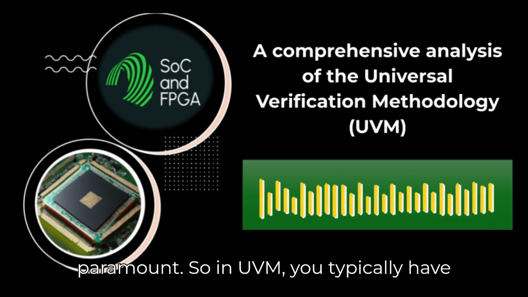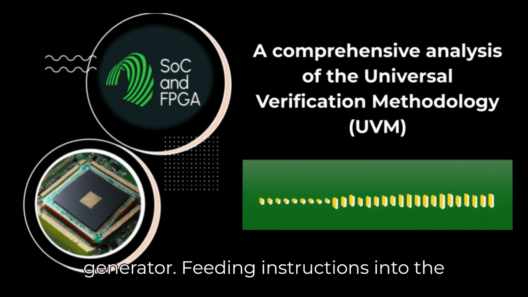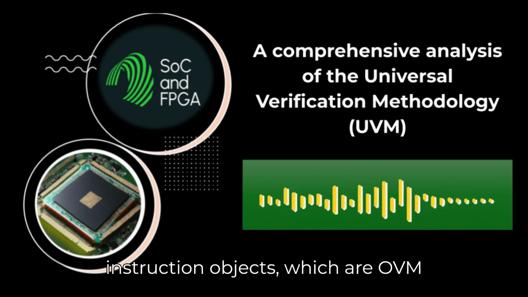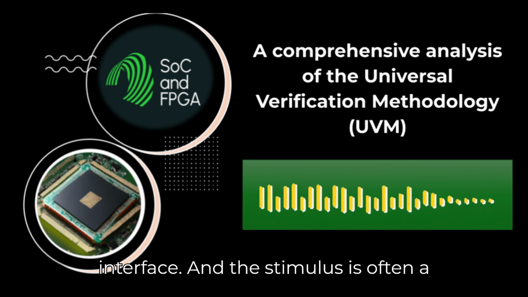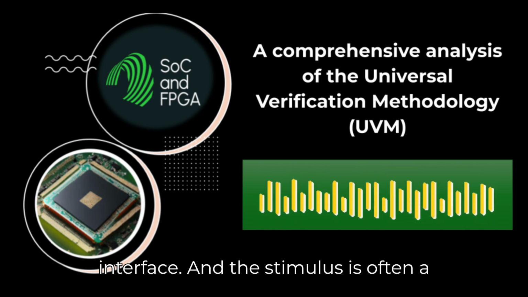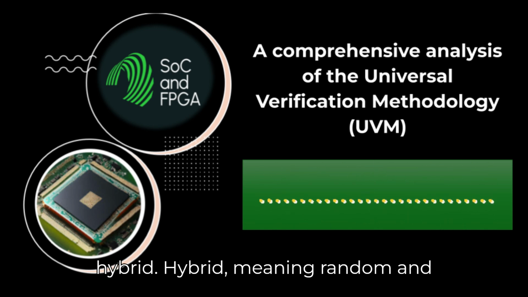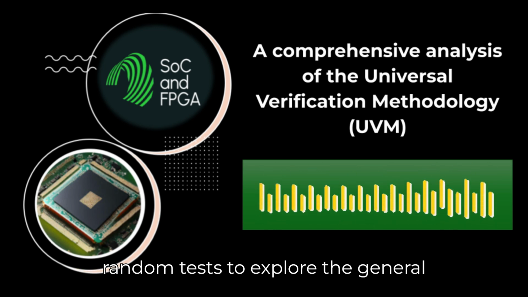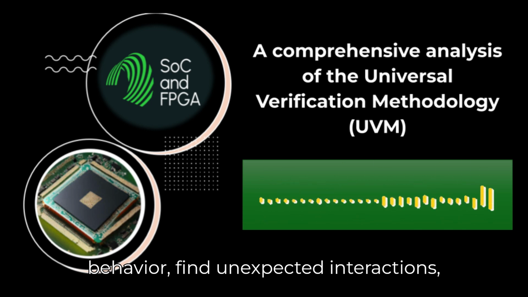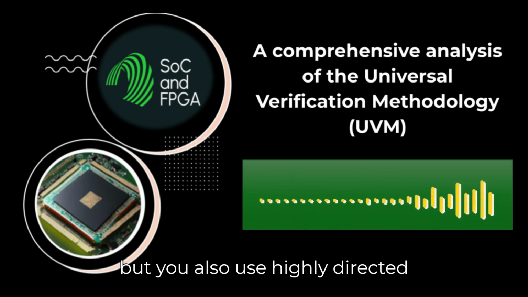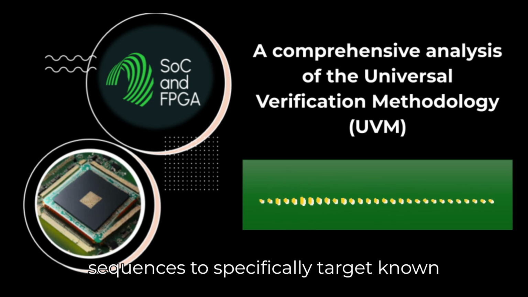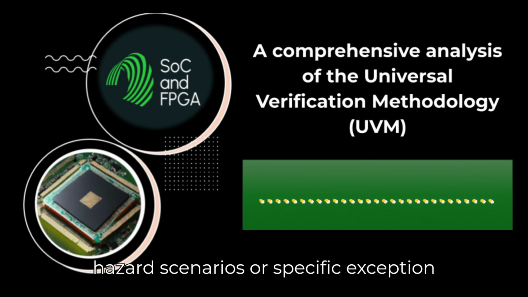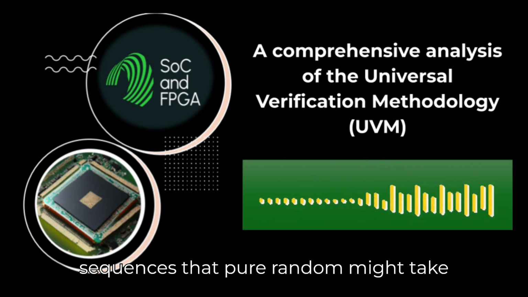So in UVM, you typically have an agent acting as an instruction generator. Feeding instructions into the processor model. Right. It feeds instruction objects, which are UVM sequence items, to the processor's fetch interface. And the stimulus is often a hybrid. Hybrid, meaning random and directed. Yeah. You use broad constrained random tests to explore the general behavior, find unexpected interactions, but you also use highly directed sequences to specifically target known difficult corner cases, maybe complex hazard scenarios or specific exception sequences that pure random might take forever to hit.